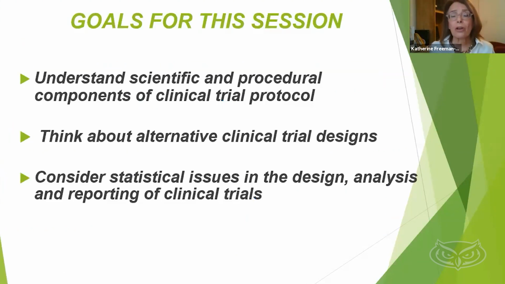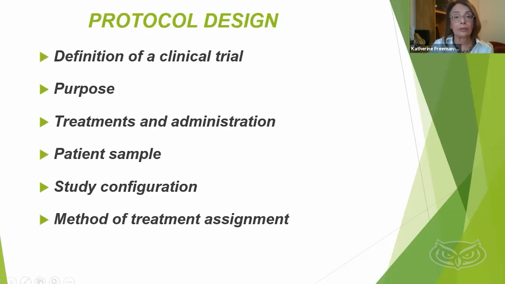Okay, when I give a talk, I usually like to give a roadmap of where we're going. And what we're trying to do here is to understand the scientific and procedural components of clinical trial protocols. So basically it's a recipe. And we're going to think about alternative clinical trial designs because some are more efficient than others, more cost-effective, and in the era of epidemics, more timely. We want to get the results out as quickly as possible and implemented. We're going to consider statistical issues in the design, analysis, and reporting of clinical trials.